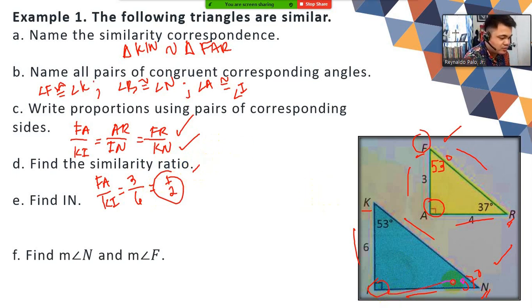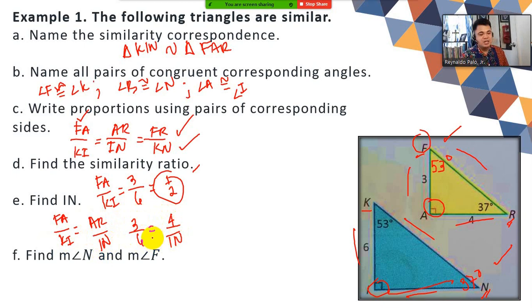Now letter E, find segment IN. So we're talking about this. You can use proportion in solving for segment IN. So what's the proportion that we're going to use? We can use FA over KI because they both have measurements, and AR over IN because one of them has a measurement, and we are only looking for IN. So we're going to use FA over KI equals AR over IN. Then the next thing is to substitute the values. FA is 3, KI is 6, equals AR is 4, and IN is unknown. That's the one that we're going to solve.